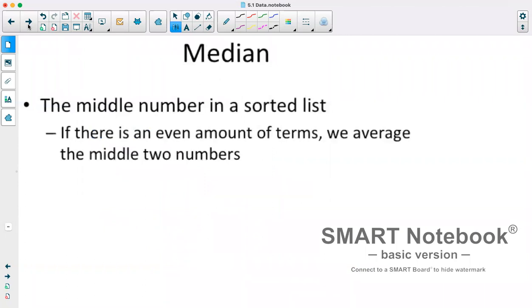The median, on the other hand, is the middle number in a sorted list. So what we'll do if we're asked to calculate our median is write out our numbers in order and then find our middle term. Now, if we have an odd number of numbers, we will have one term in the middle, which will be our middle term. But if we have an even amount of terms, we will average our 2 terms that are in the middle.